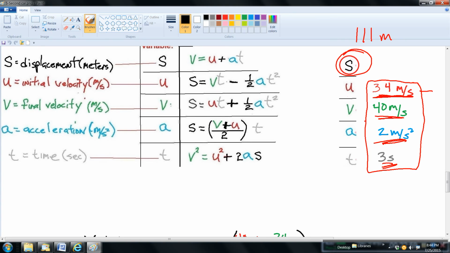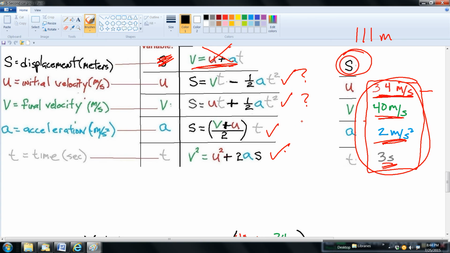Well, what equation do you use? You could use any of these 4 because they all contain this information. We can't use this one because it has no S in it. That's the only one we can't use because it's missing the S variable. But we could use any of these 4. So which one do we use? Well, obviously we want to use the one that's easiest to do the math in, and that would be this one. Okay, so let's just use that one.